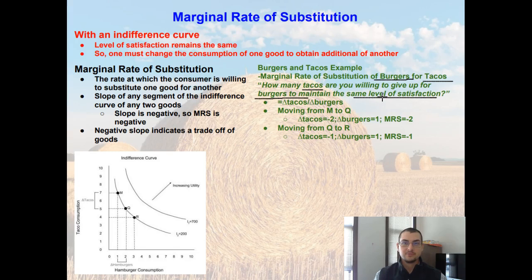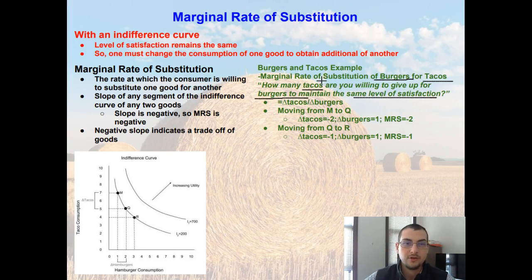Very simply, we're looking at two goods. How much are you willing to give up of one to have more of another? If you think about it in another example, maybe you like to consume ice cream and yogurt. How much ice cream are you willing to give up to obtain more yogurt? How much yogurt are you willing to give up to obtain more ice cream?